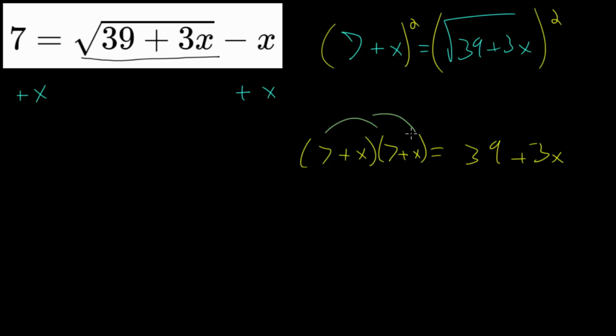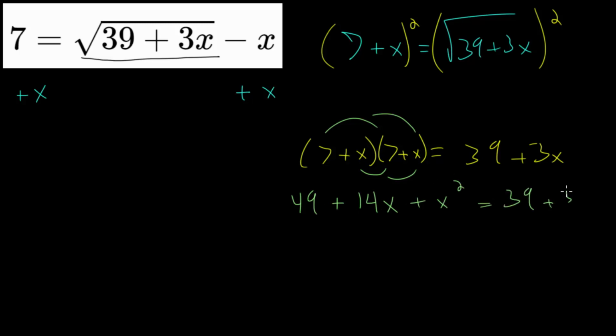We can distribute here to actually multiply this out. We'll get a quadratic expression. We get 7 times 7, which is 49. 7 times x, or 7x, plus 7x. So that's plus 14x. And then x times x we know is x squared.